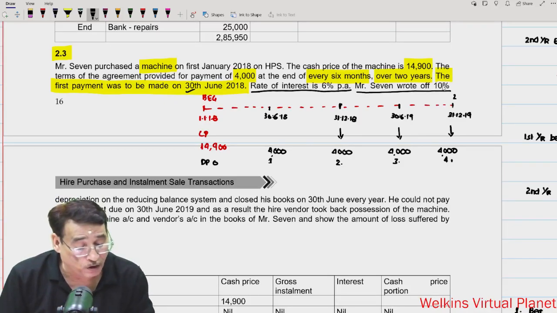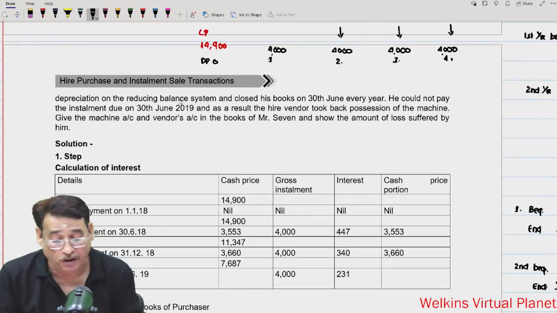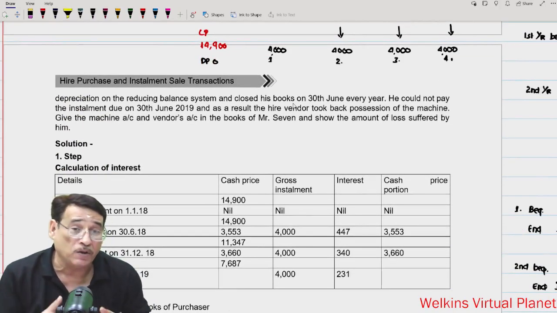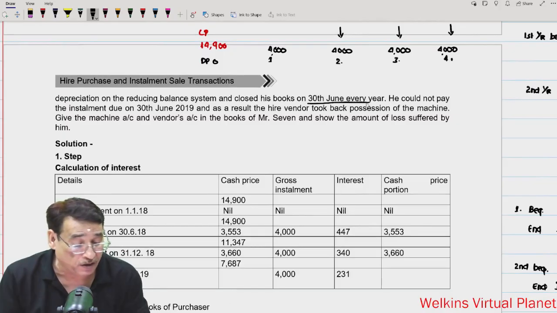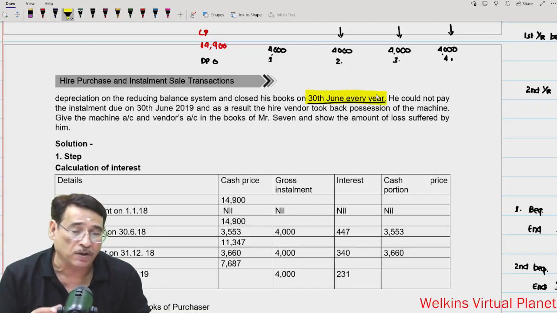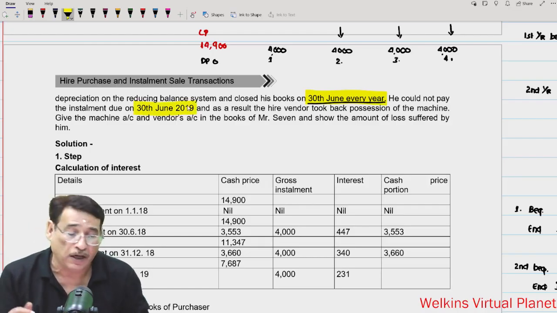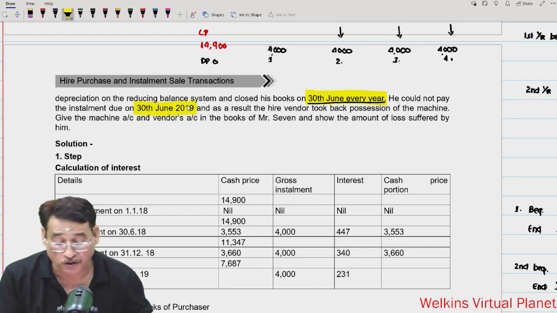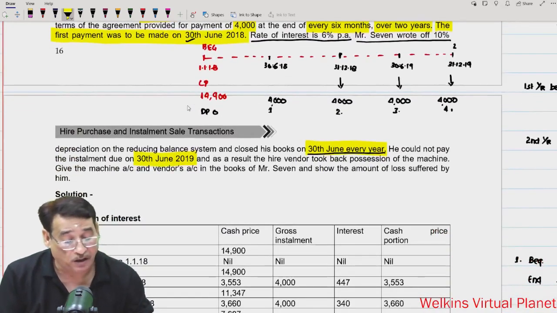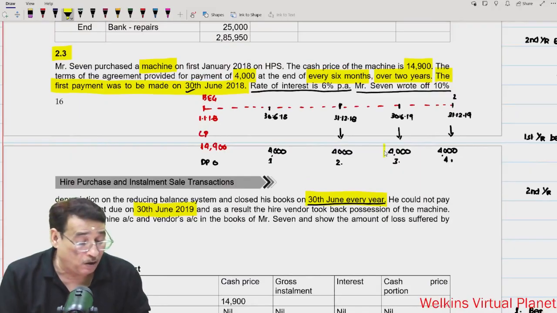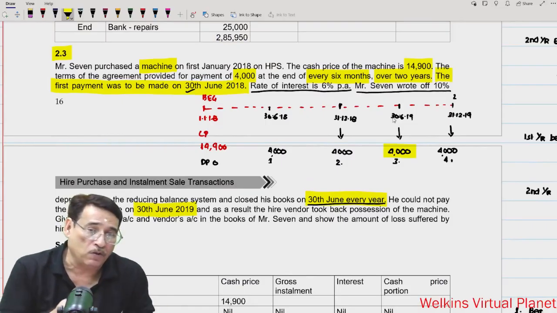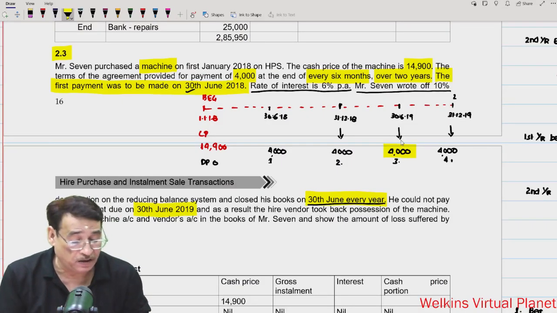Mr. 7 wrote off 10% depreciation on reducing balance system and closed his books on 30th of June every year. Now, in this particular question, this line is also important, that on 30th of June every year he closes his books. He could not pay the installment due on 30th of June 2019 and the vendor took back possession of the machine. So it is given that on this installment, 30th June 2019, the purchaser could not make the payment.